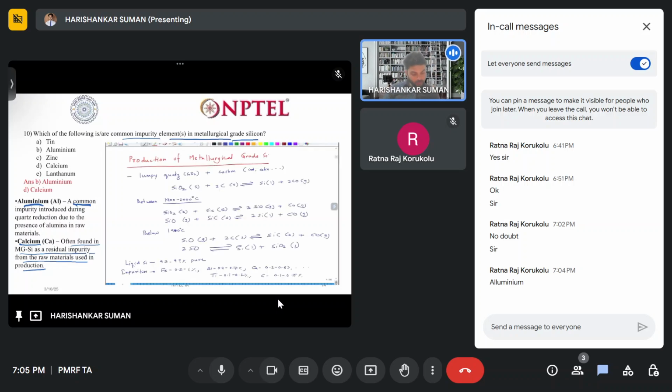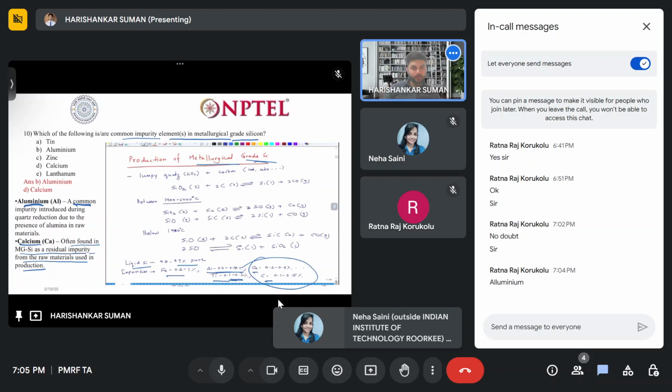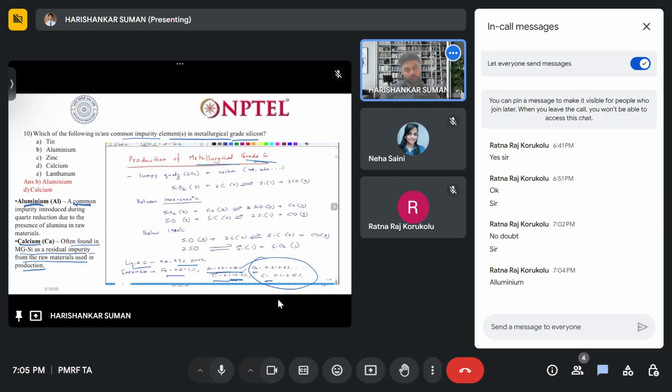So you can see from the lecture, in the production of metallurgical grade silicon, the impurities in liquid silicon are Fe, Al, Ti, Ca, carbon. Okay, so this is generally used.